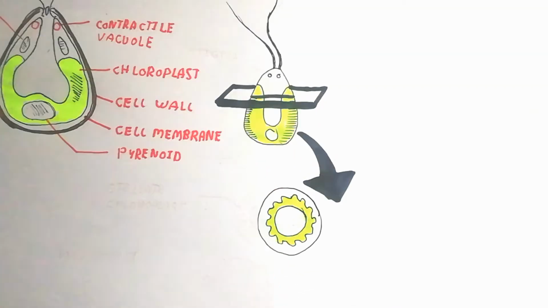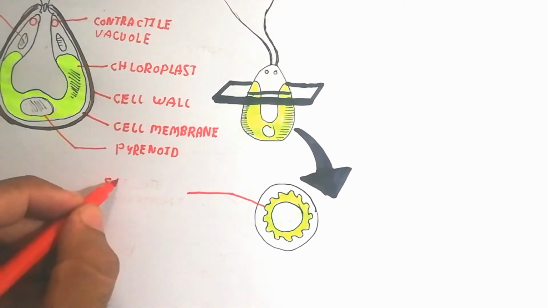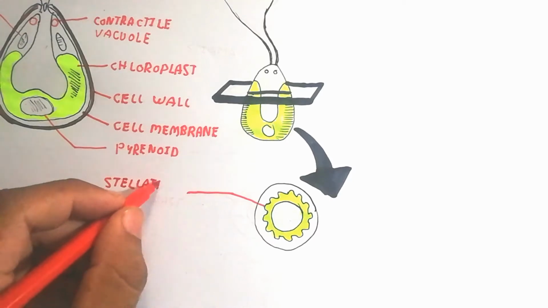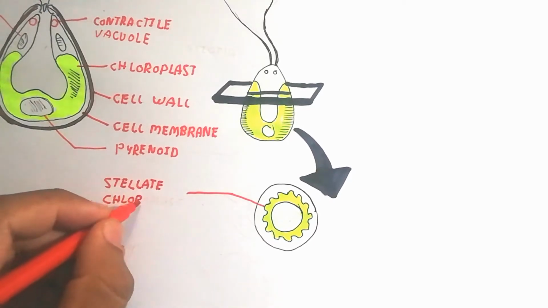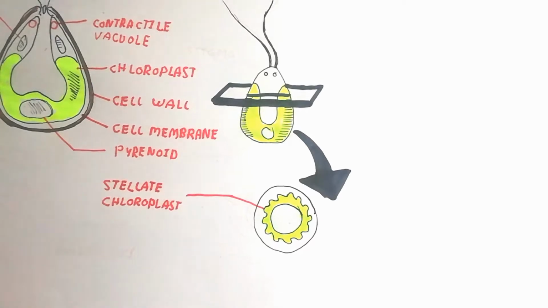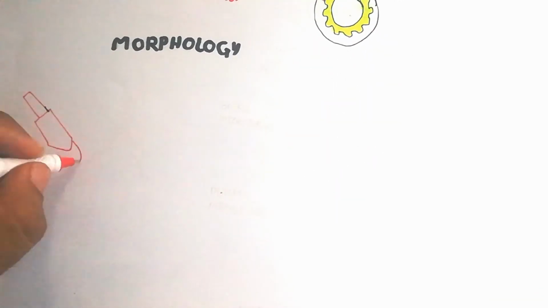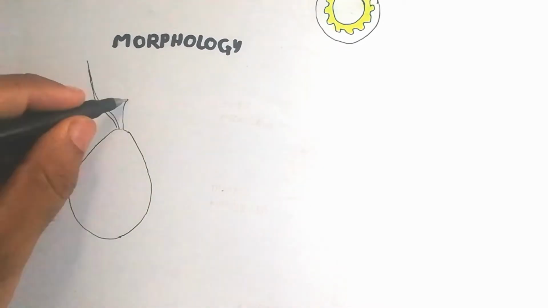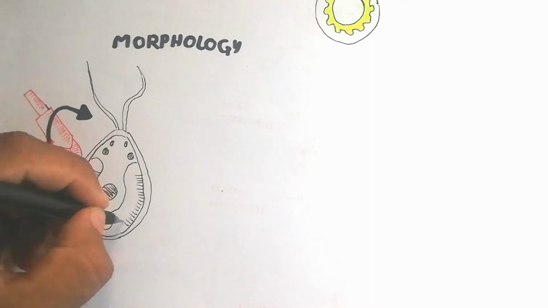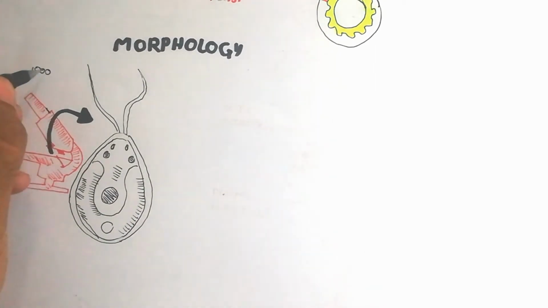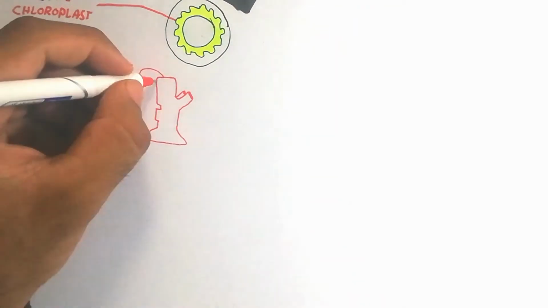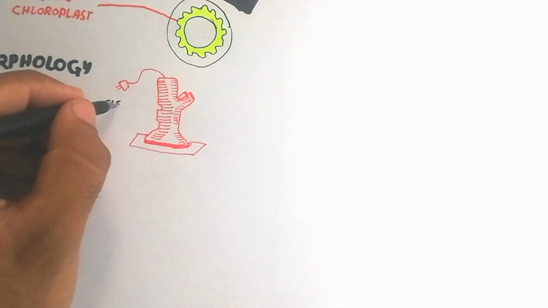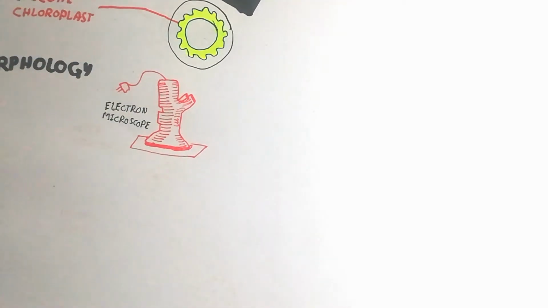So here we will draw a cross section of Chlamydomonas. A stellate chloroplast is present, looking from the upper side of the cutting, as you can see in the figure. So we will discuss the morphology. Here is the microscope, with 1500 times more resolution as compared to the human eye, which shows that the structure is like this.